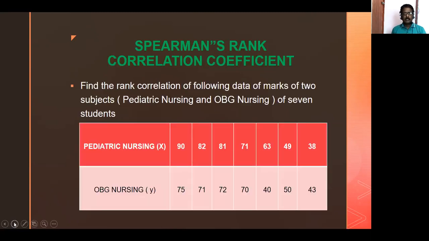So this is the problem. Find the rank correlation of the following data of marks of two subjects of nursing, for 7 nursing students: pediatric nursing and OBG nursing. Marks of pediatric nursing is X and OBG nursing is Y. Pediatric nursing marks are 90, 82, 81, 71, 63, 49 and 38. OBG nursing marks of the 7 students are 75, 71, 72, 70, 40, 50 and 43.